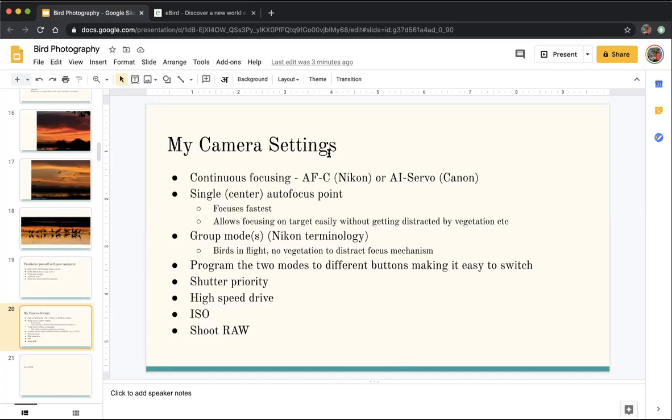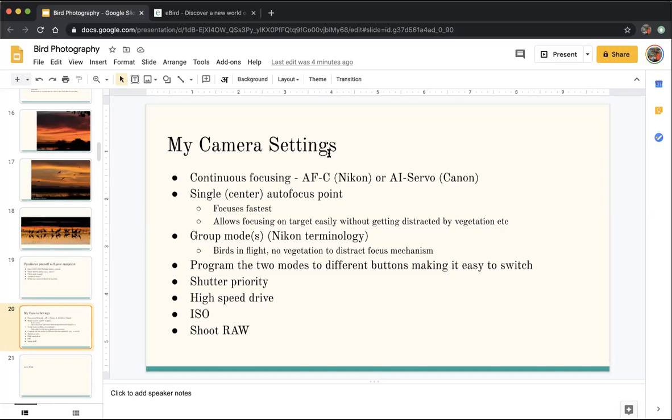But the second bullet I have here is a single autofocus point, which is basically the center of the sensor or of your viewing field. It typically tends to be the one that's optimized the most by design, and it focuses the fastest and also the most accurate.